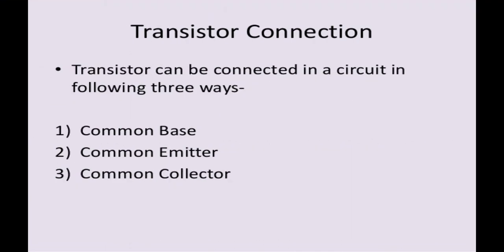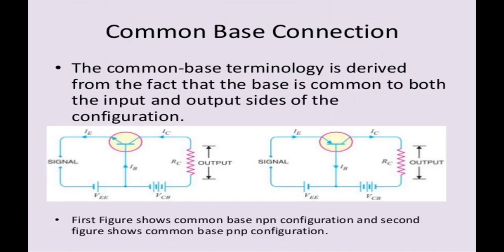Now the transistor connection. The transistor can be connected in a circuit in the following three ways: common base, common emitter and common collector. These are the three ways to connect the transistor in any circuit. This is the common base connection.